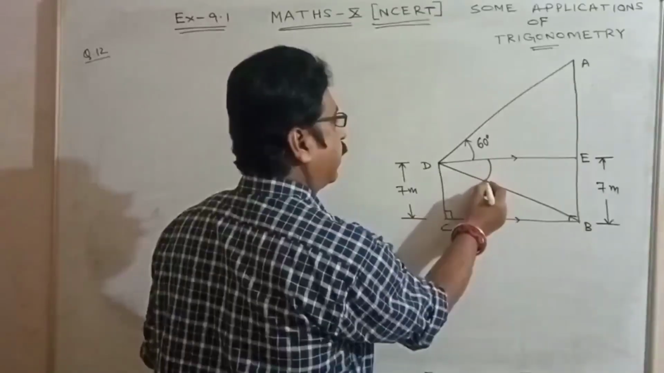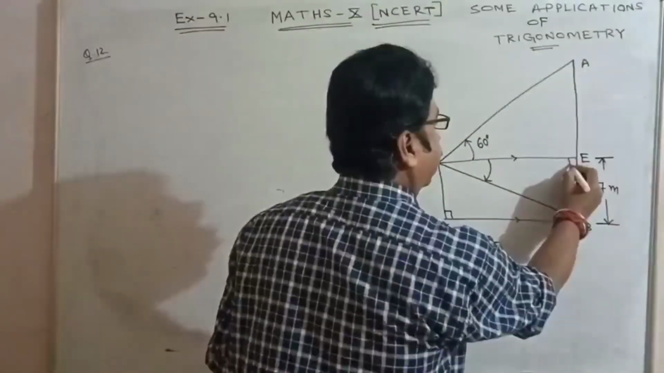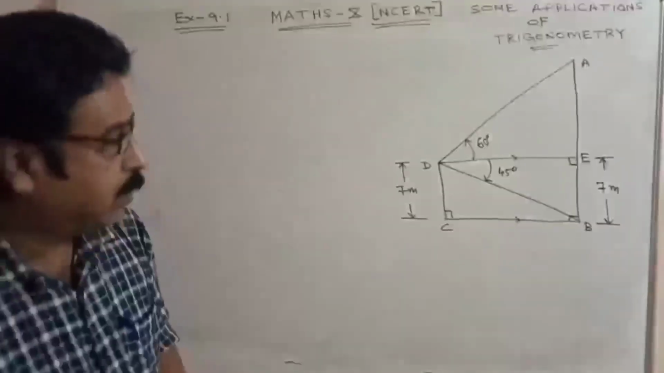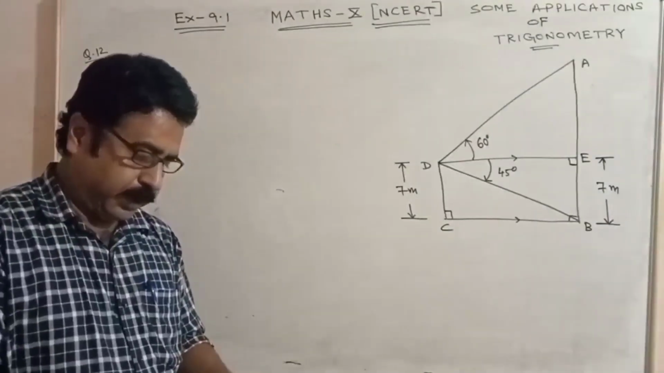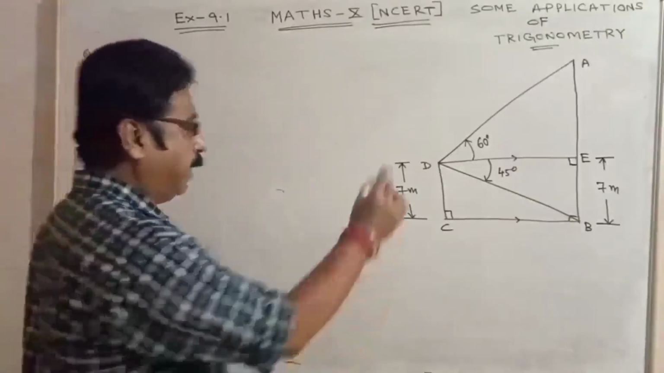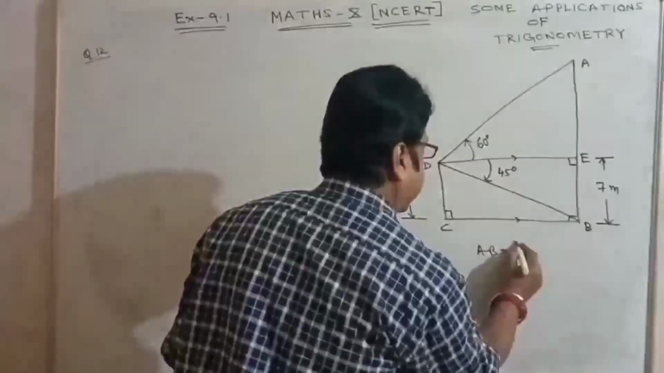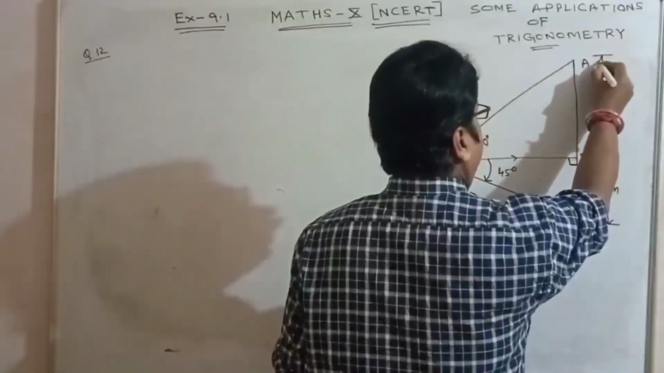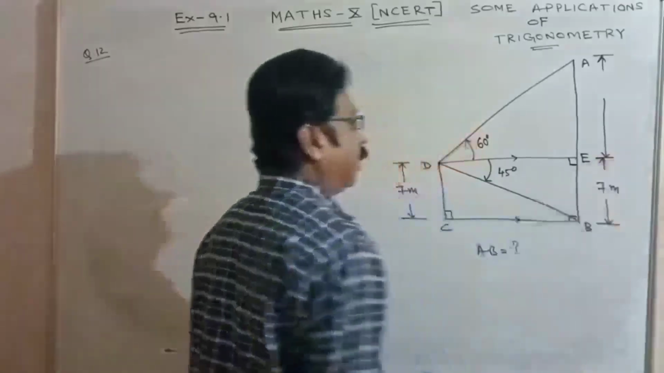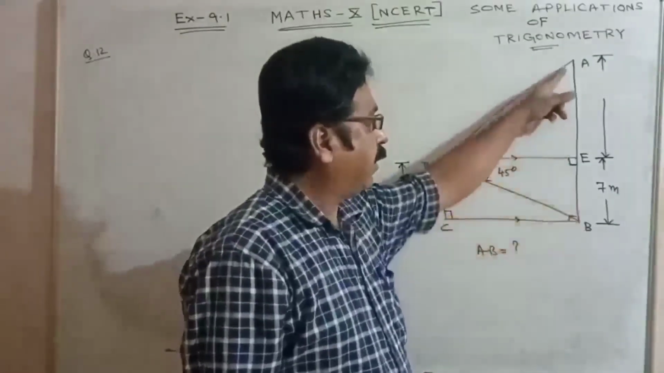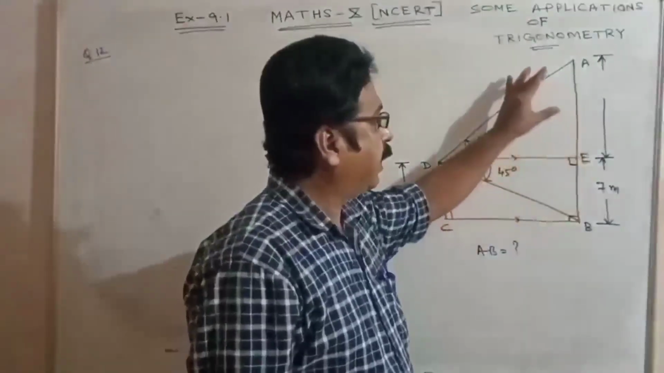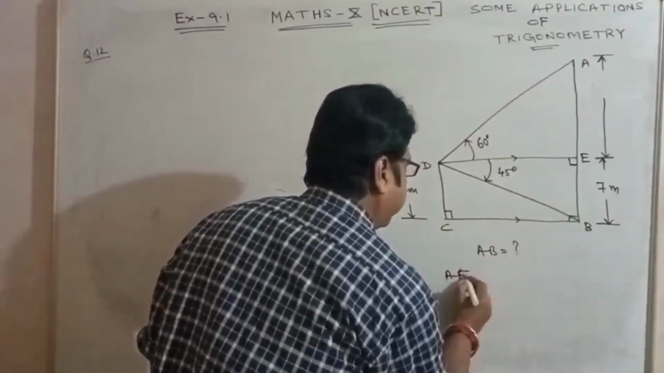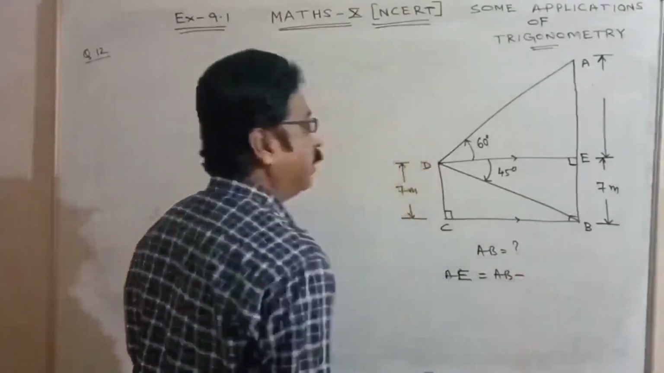This angle is the angle of depression. This angle we can take 90 degree. This angle of depression is 45 degree. Determine the height of the tower. What is the height of the tower? AB. AB we have to find. Total is AB. From AB, if we subtract BE, we will get AE. AE equals AB minus BE.